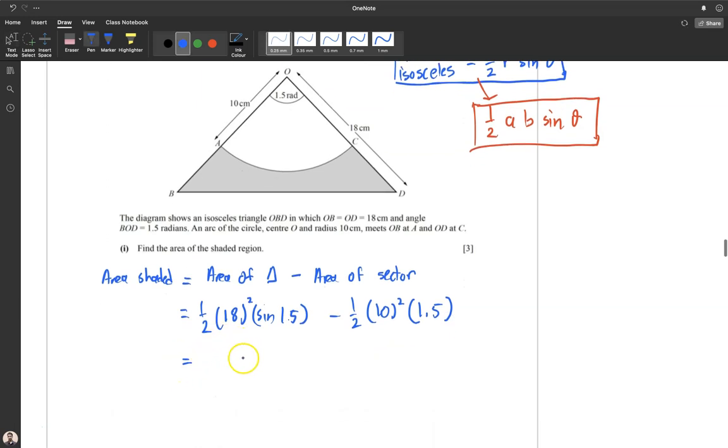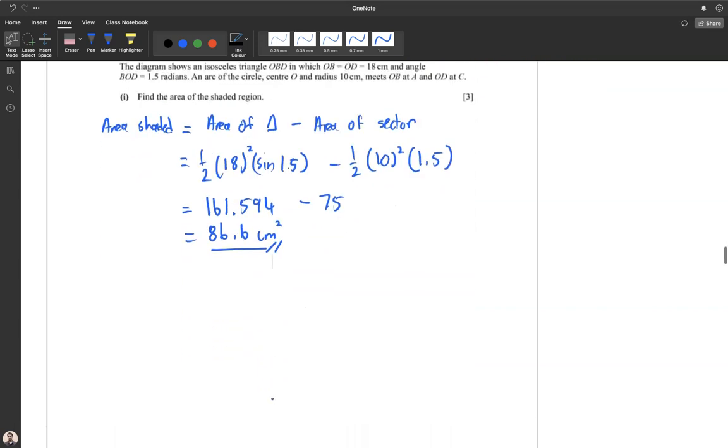All right, so let's go down and calculate this. This will give me 161.594 roughly, and you get a 75 over here. Minus them together and you should be able to get 86.6 centimeter square. All right, so let's go to the next part of the question.